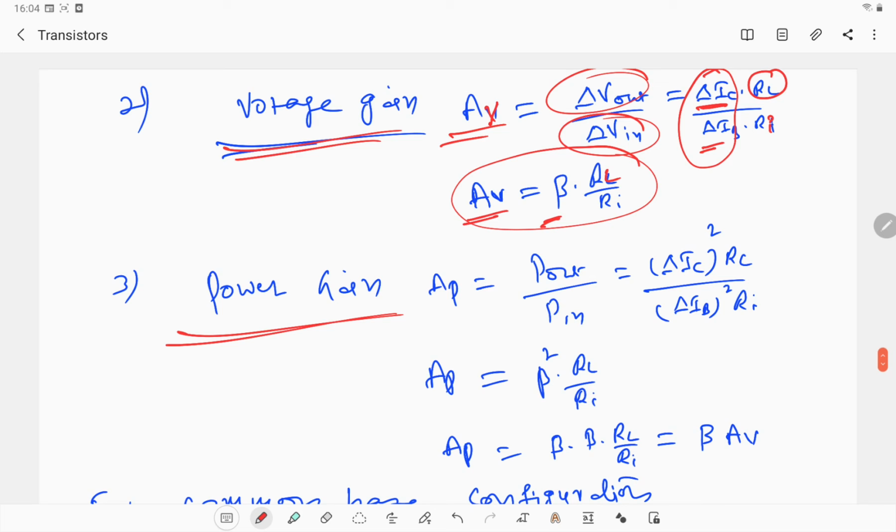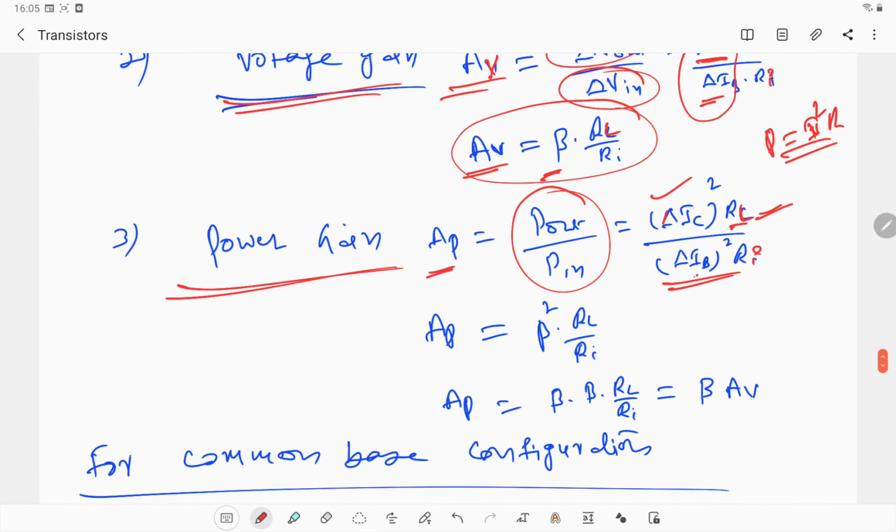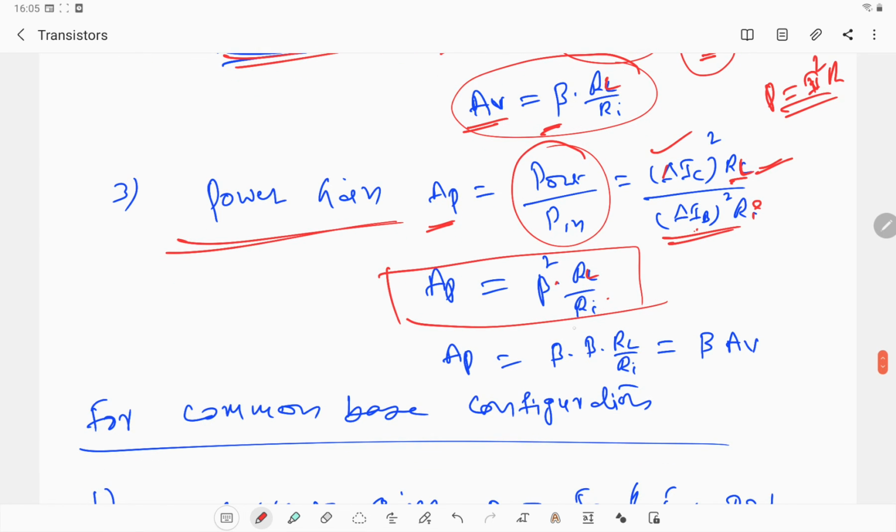And power gain, this is a power amplifier. Power gain AP is equal to output power by input power. Power P is equal to I square into R. In output circuit, power is delta IC whole square into RL. In input circuit, it is delta IB whole square into RI. But delta IC by delta IB is beta. Therefore, AP is equal to beta square into RL by RI. Here beta square means beta into beta. This beta into RL by RI is nothing but AV. Therefore, power gain is equal to beta into AV. So here are three formulas.